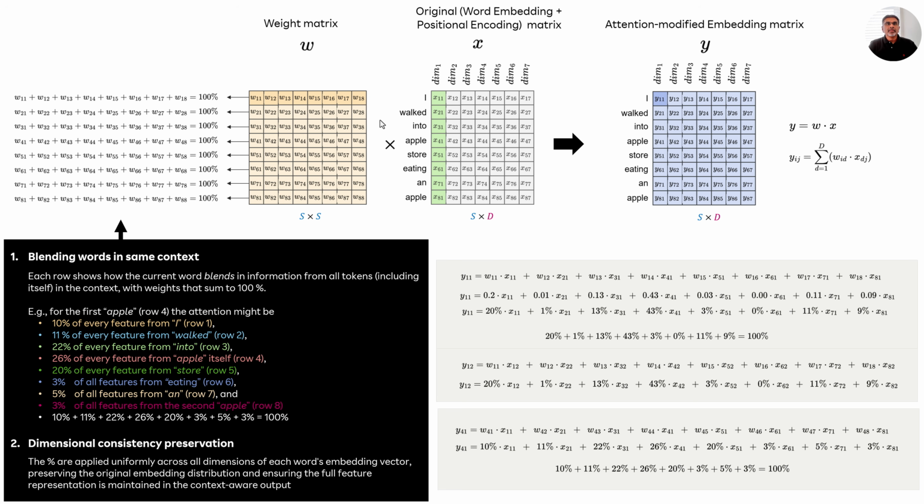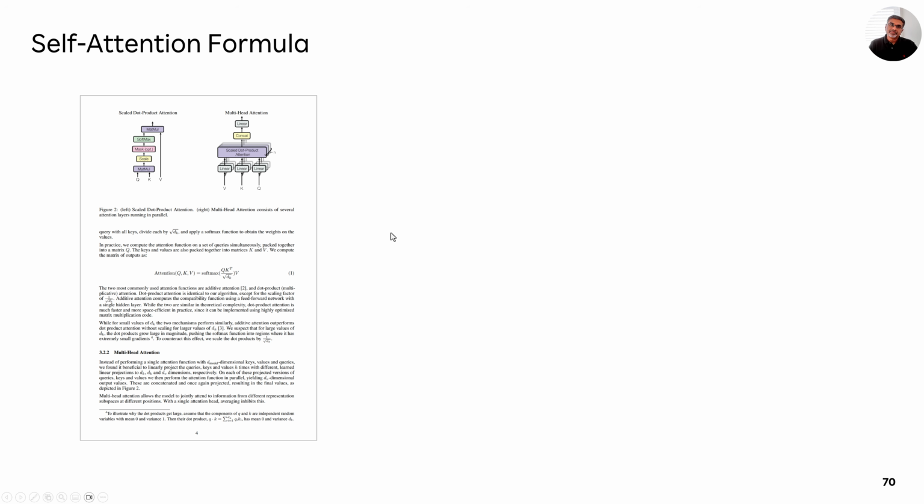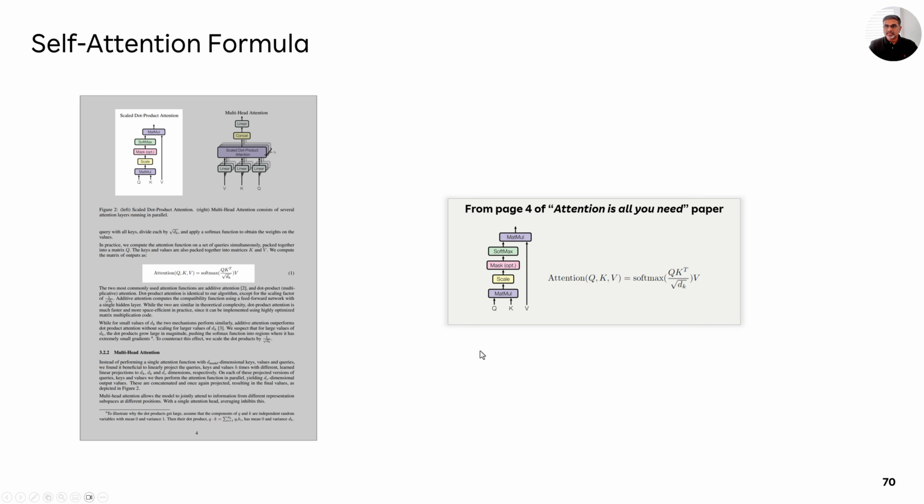Okay. Now the goal is that you have to invent a technique through which you can build this matrix. Now let's dive into how you actually do that. The paper itself shows, on page 4, that there is this formula that you can apply. This is the graphical representation of that formula, and this is the mathematical representation.